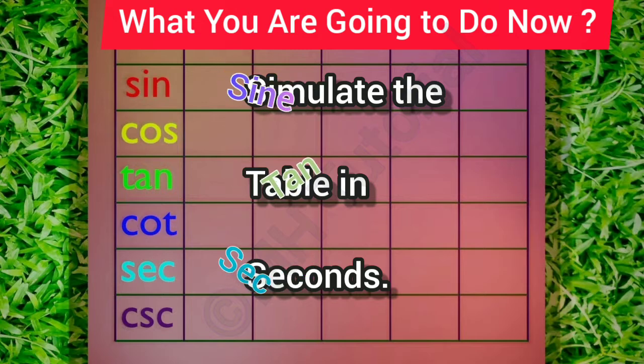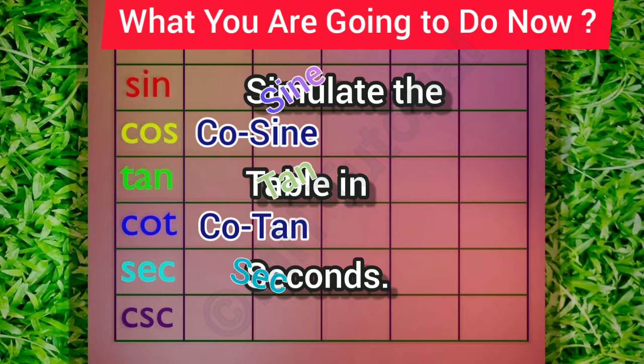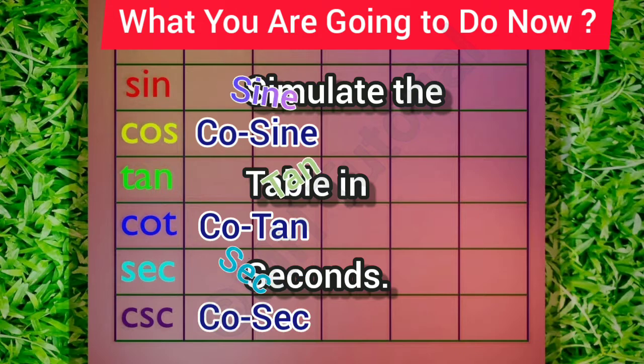That is, after sine, its co-ratio cosine. After tangent, its co-ratio cotangent takes a seat. And the co-ratio of sec, that is cosec, comes after sec. Thus, it is now easier to memorize. Isn't it?